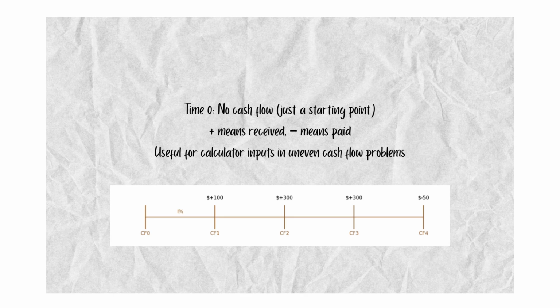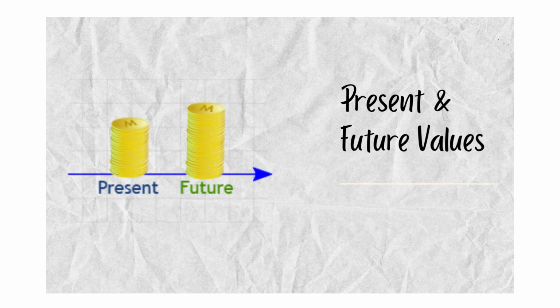Time 0 has zero cash flow. It's just the starting point. Then you have plus 100 at year 1, plus 300 at year 2 and year 3, and finally minus 50 at year 4. Getting this part makes everything else, like solving for value or interest, way easier later on. So always start with a timeline when doing time value of money questions. Let's look at present and future values now.